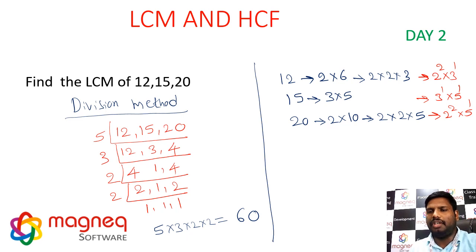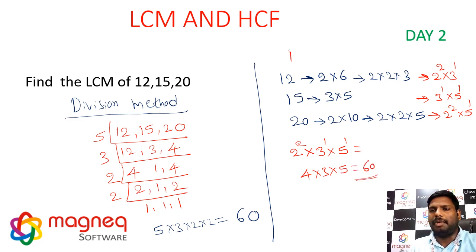So in 2s, 2 square is the maximum value. And in 3, 3 power 1 is the maximum value. In 5, 5 power 1 is the maximum value. So 4 into 3 into 5. So LCM is 60. Second method, by using the prime factorization method.